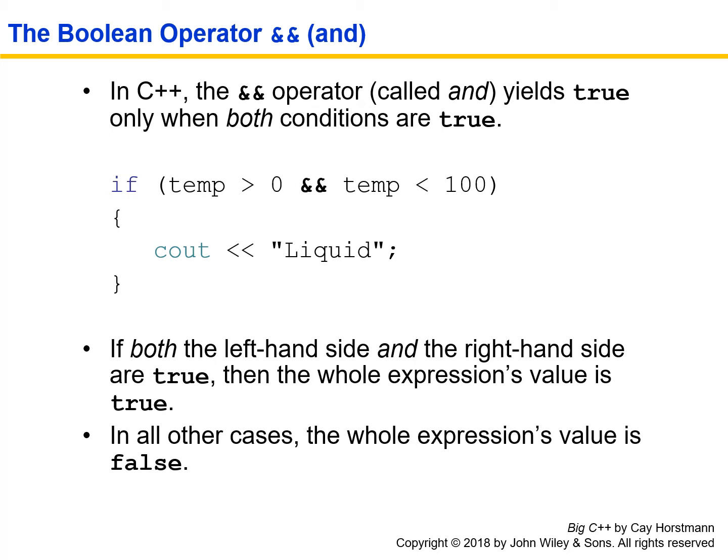So if temp greater than 0 and temp less than 100, we'll print that the water at that temperature is liquid. If both the left-hand side and the right-hand side are true, then the whole thing is true. In any other case, if either side is false, then the whole thing is false.